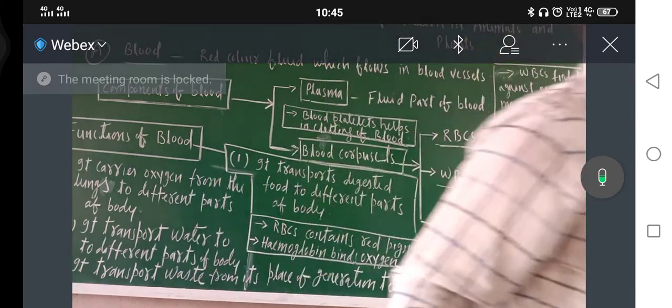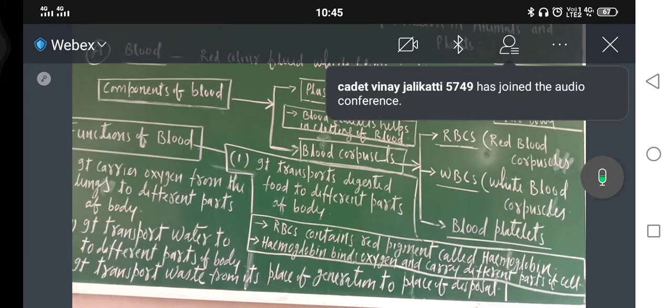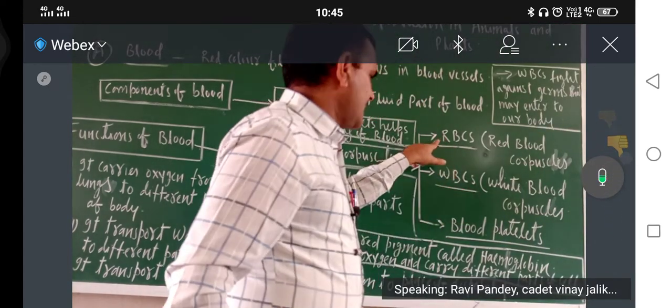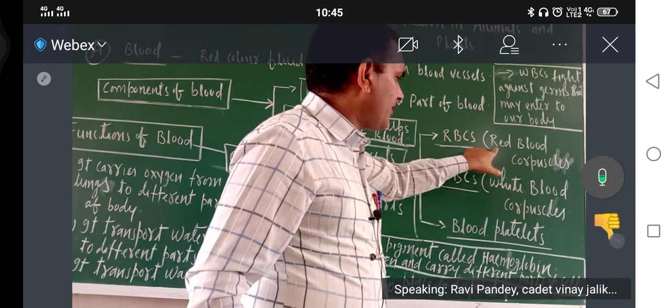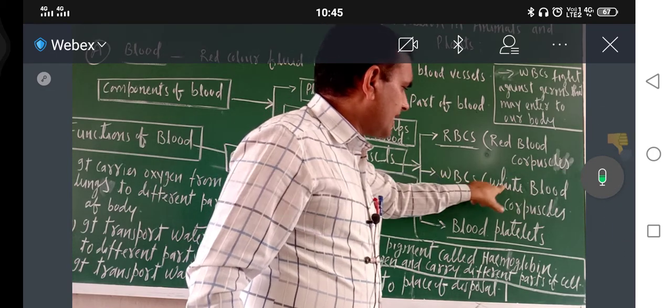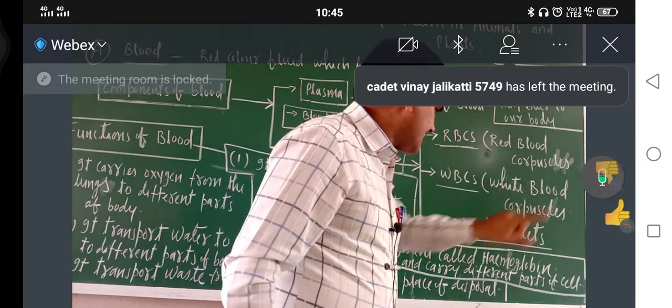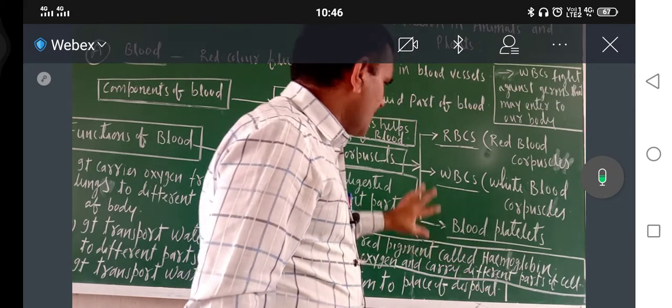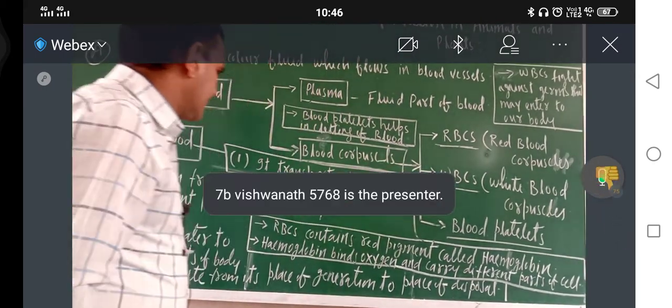Am I audible and visible? No issue. Okay, so the first one is RBCs. You can say red blood cells or red blood corpuscles. The next one is WBCs, that is white blood corpuscles. The third one is the blood platelets. And now just see here.